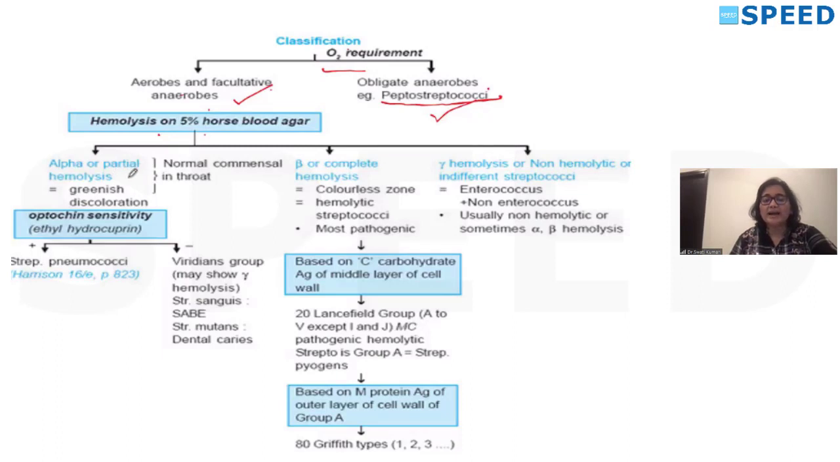Okay, so you have alpha hemolysis, which is called partial hemolysis. You have beta hemolysis, which is complete hemolysis. Gamma, which is non-hemolytic. So you have alpha, beta, gamma hemolysis. Alpha is partial hemolysis. I will show you the picture.